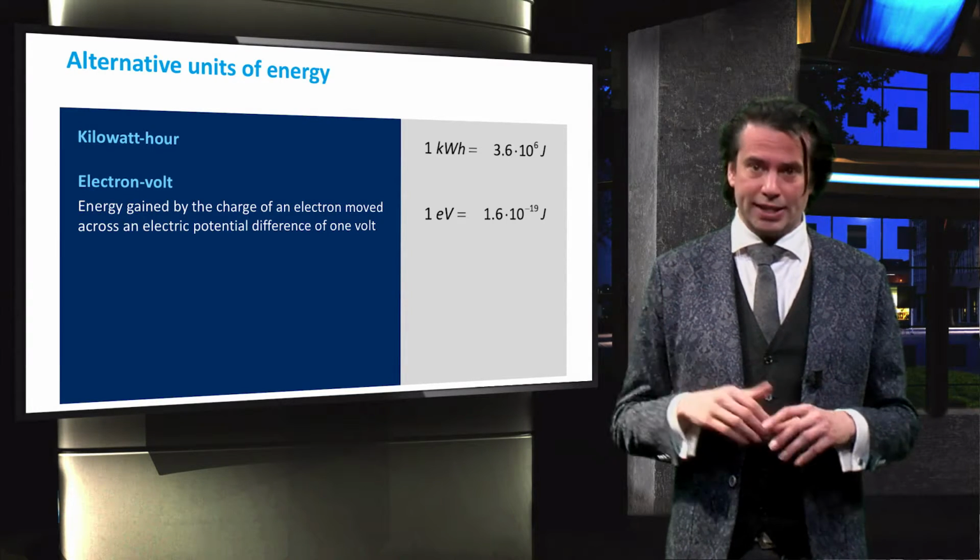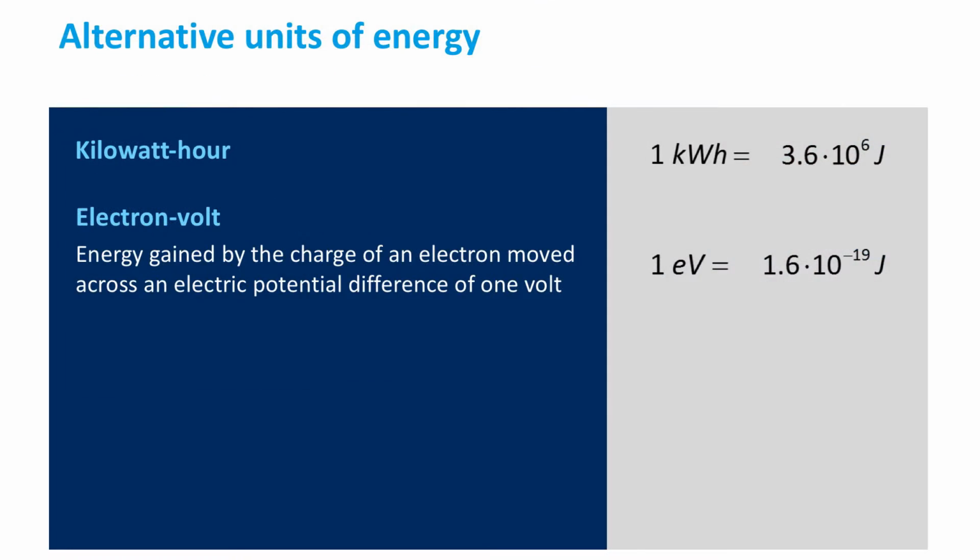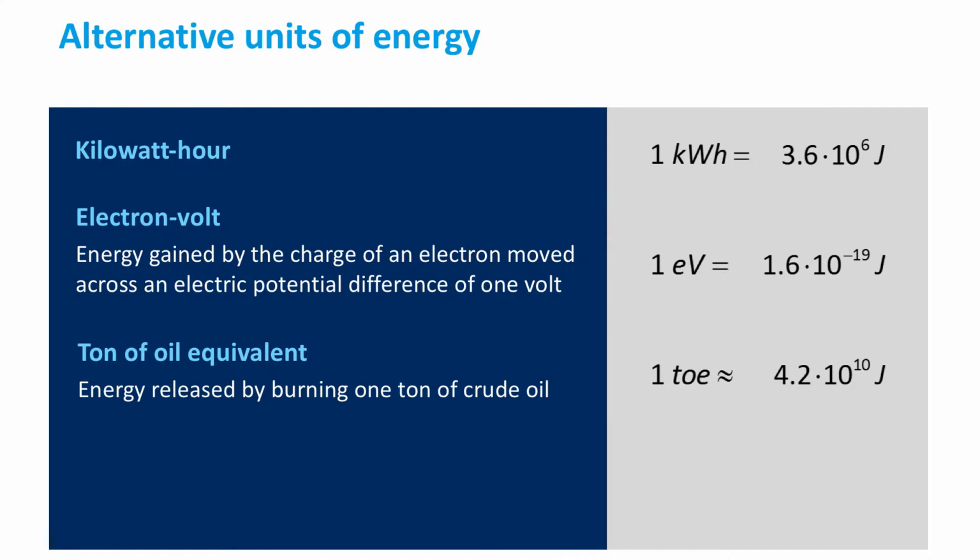For the large-scale production and consumption of energy, a unit is used that is much larger than the joule, namely the ton of oil equivalent, or TOE. A TOE is defined as the amount of energy released by the burning of 1 ton of crude oil. 1 TOE is equal to 4.2 times 10 to the power 10 joules.